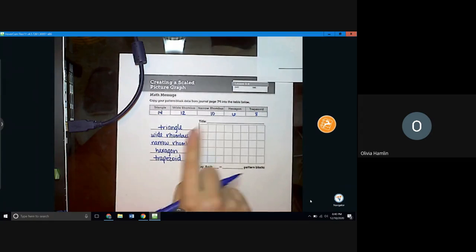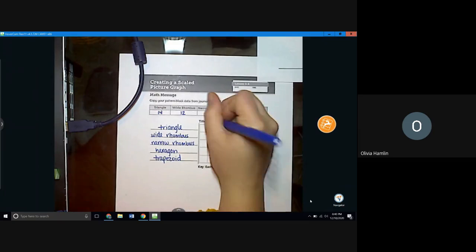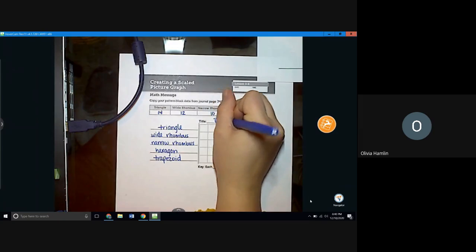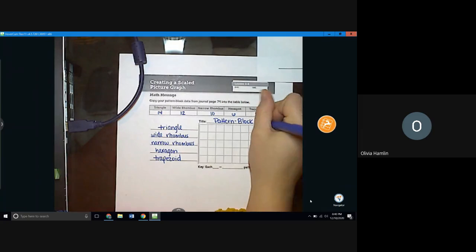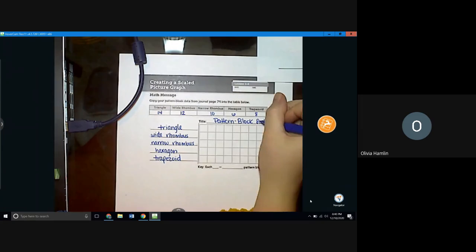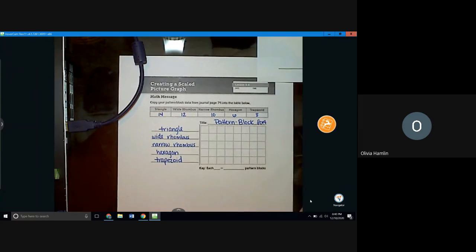All right, I have my shapes written out. The title of my chart will be Pattern Block Sort, because we were talking about pattern blocks. Now this one's a little different. We have a key here.